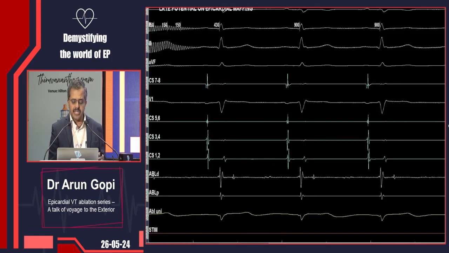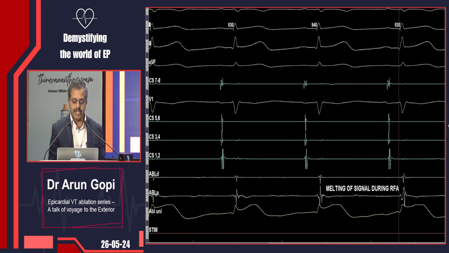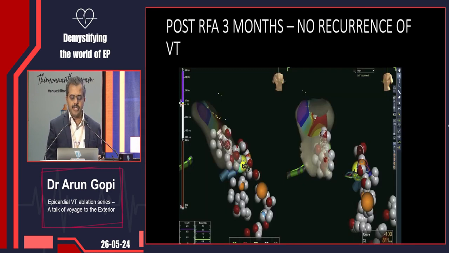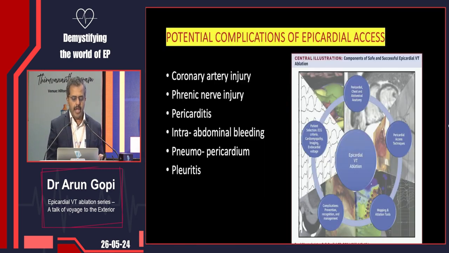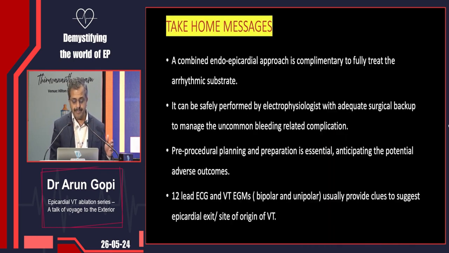So you can see these are the late potentials which are melting on ablation, and purely it's a substrate-based ablation on the epicardium, but this did the job for him. At 3 months post RFA, no episodes after that. Whenever you're in the epicardial space, two things to be taken care of: ensure that you're away from the coronary, you're away from the phrenic, and watch out for pneumopericardium and pericarditis.